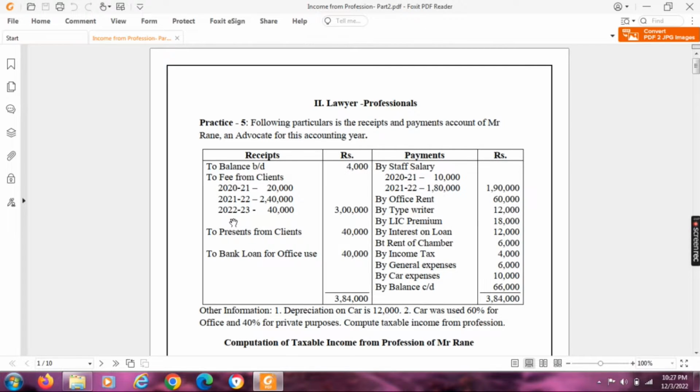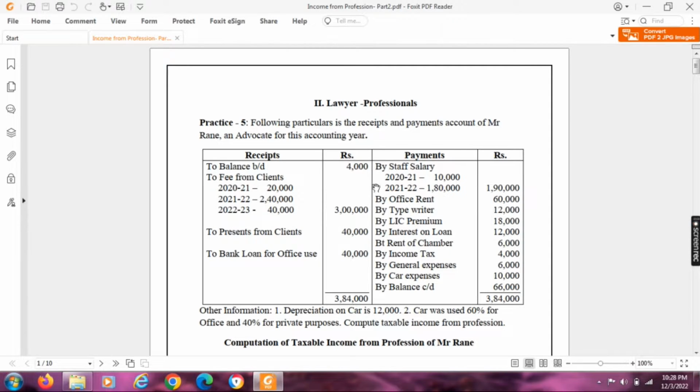Bank loan is not an income, it is a liability. So income means only these two, 3 lakh and 40,000, which are treated as income. And the staff salary: previous year outstanding 10,000 and this year 1 lakh 80, totally 1 lakh 90,000 was paid. So books of accounts are maintained on the cash basis, so the full payment is treated as a professional nature expenditure. Office rent is also professional.